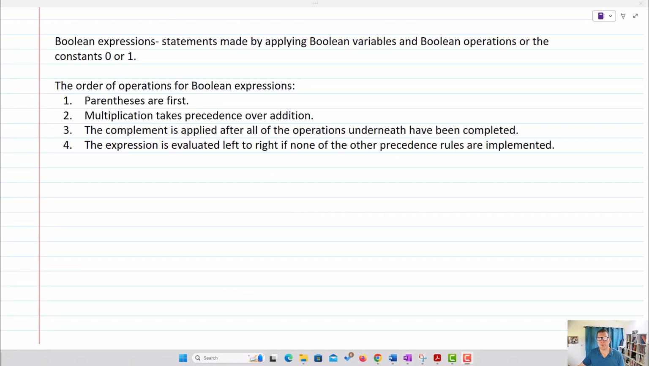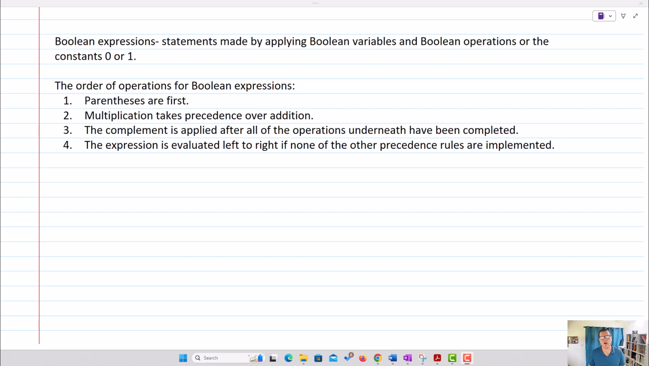So now we're going to look at Boolean expressions. And Boolean expressions are statements made by applying Boolean variables. And those are, we call them our x's or our y's. They take values of zeros and ones. And Boolean operations, which is our sums, our products, and our complement, or the constant 0, 1. So we can actually include zeros and ones directly into our Boolean expressions. Much like, for example, when we have, say, 3x equals 5, we can put the 3 into the expression, and it operates as a scalar.